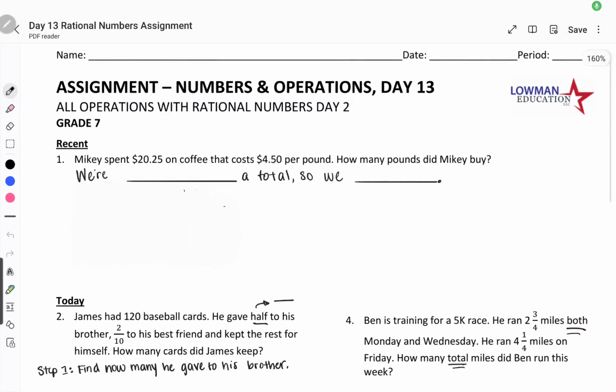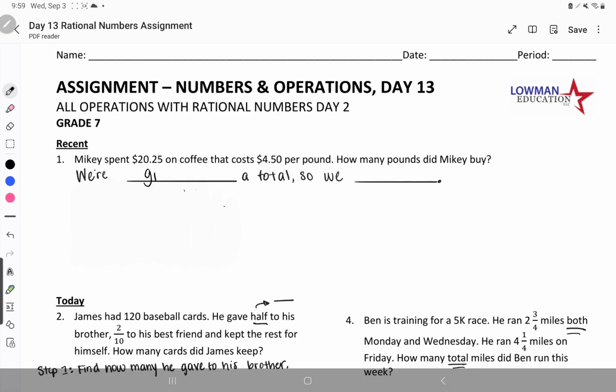Question says Mikey spent $20.25 on coffee that cost $4.50 a pound. How many pounds did Mikey buy? So the first thing we have to do is figure out what operation we're doing. We have to ask ourselves, were we given a total or are we looking for a total? Well, in this case, we were given a total.